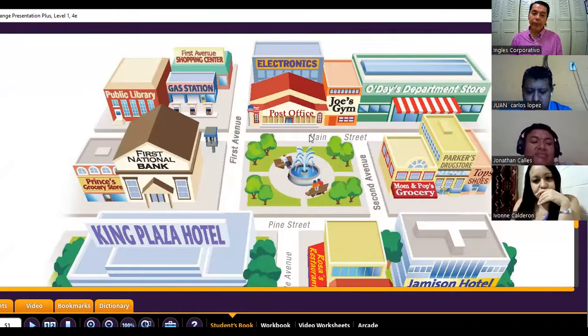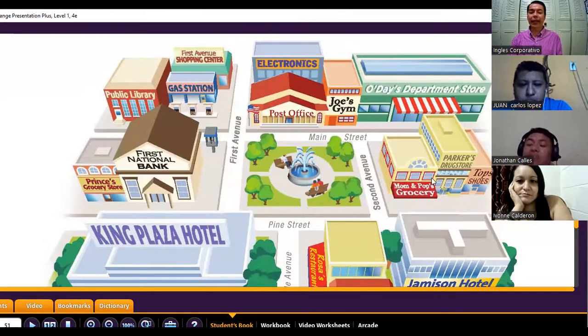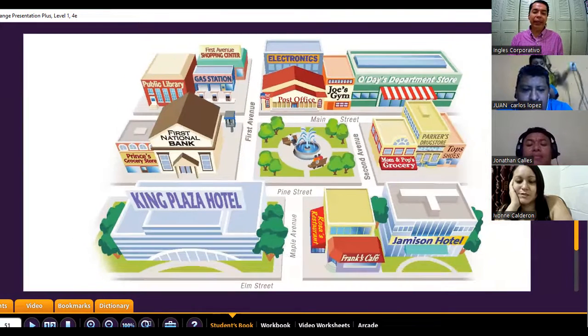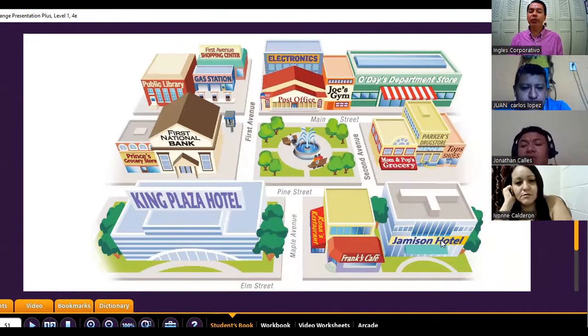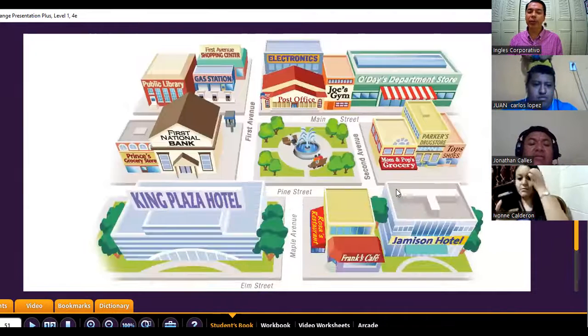Yes, teacher. Una pregunta. ¿Se puede decir, is there a drugstore between grocery and Top Shops? Algo así pudiera ser. Yes, you can say that. I will tell you many examples, right? Is there a park across from the grocery store? Is there a bank behind the King Plaza? Is there a hotel next to Frank's Cafe? Is there a drugstore behind Jameson Hotel? Para decirlo atrás, ¿eh? Behind, o in back of. Es lo mismo.